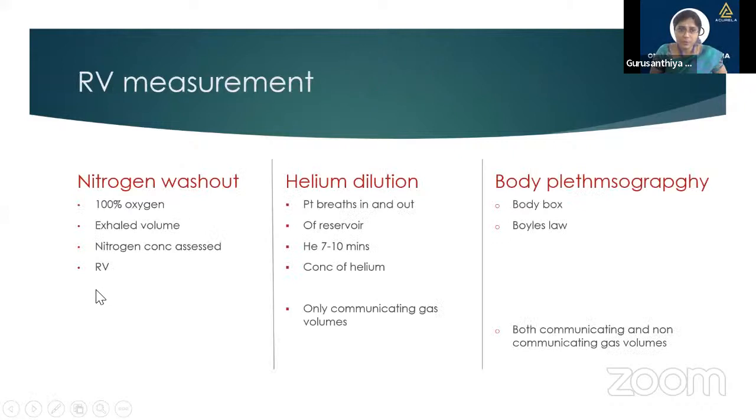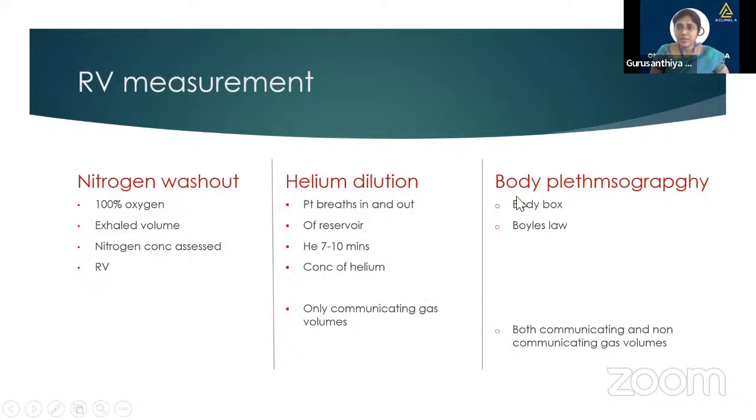So coming on to residual volume measurement, we measure it by 3 methods. Nitrogen washout: you ask the patient to inhale 100% oxygen and the exhaled volume is measured for nitrogen concentration, and that helps to measure the residual volume. In the helium dilution method, the patient breathes in and out of a reservoir which contains a known value of helium over 7 to 10 breaths. The concentration of helium is noted, and it measures the dilution across the respiratory pathways. It gives only the residual volume which is communicating, in the sense of participating in gas exchange.